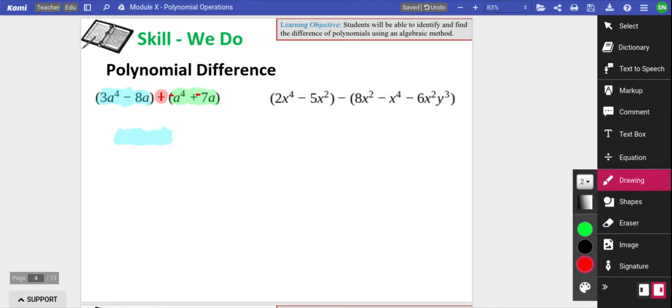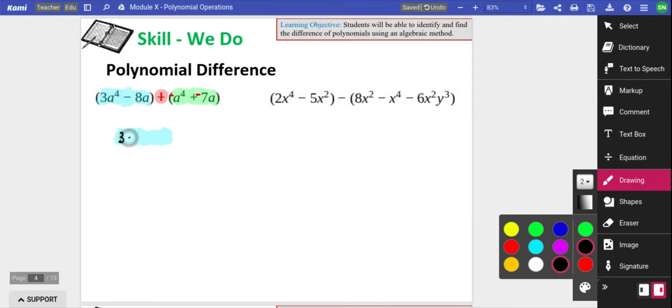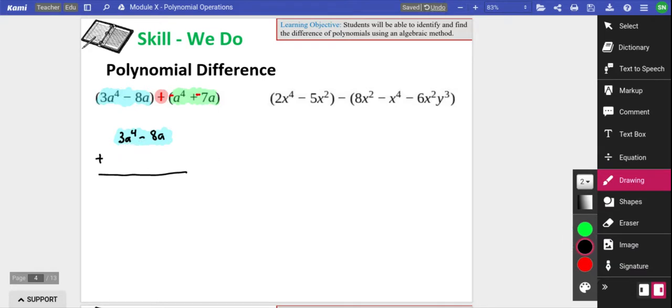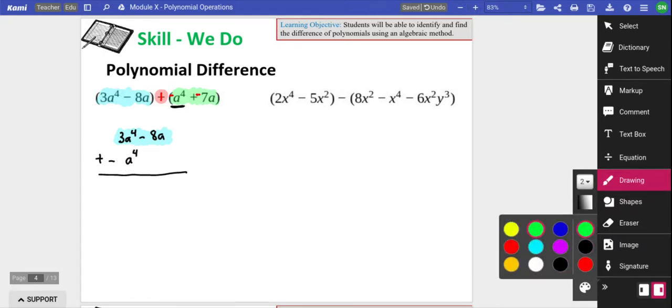So I'm writing out the first term, which in this case is 3a to the fourth. Then I will also write down the negative 8a. All I did was copy down part of the blue. Now, what am I going to be subtracting? Whenever we subtract, we have to line up the terms in the same column. So the first term has an a to the fourth power. Now I need to look for a to the fourth power on the second one, which is the negative a to the fourth power. Now, remember that if there is no number in front of the letter, there is a 1. So it's a negative 1.